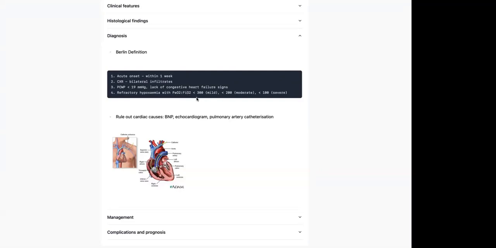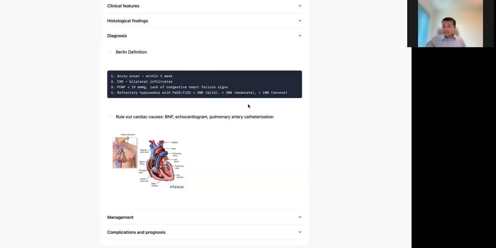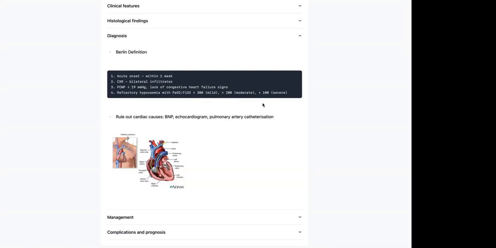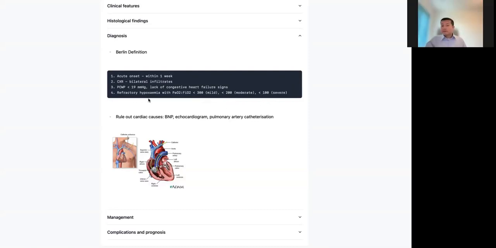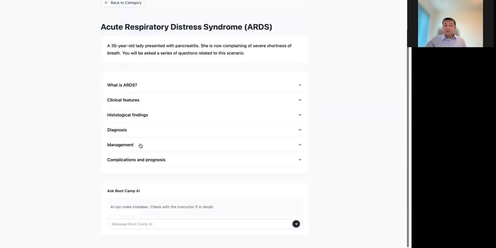So if the ratio is less than 200, that is likely to be ARDS. 300 is very mild and you may not even notice the effects on the patient, maybe a bit, but less than 100 is very severe. Refractory hypoxemia is one of the criteria. So Berlin criteria, Berlin definition, all of these four must be present to say this is acute respiratory distress syndrome. So the next question is, how are we going to manage it?